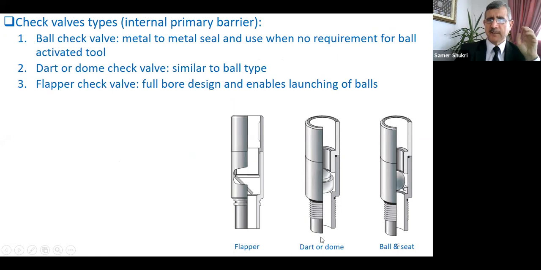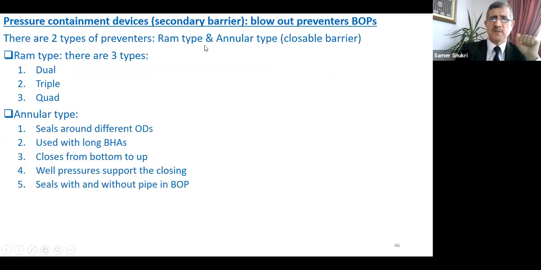We have flapper, dome, dart or dome, and ball and seat. We have other types, but these are the main types. We have also the secondary barriers. We have ram type and annular type. We'll go through them one by one.